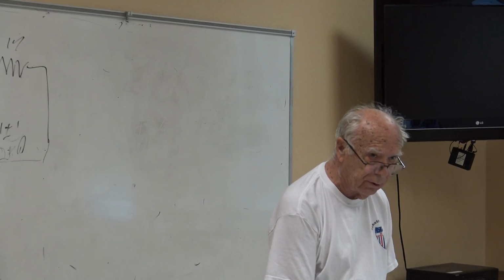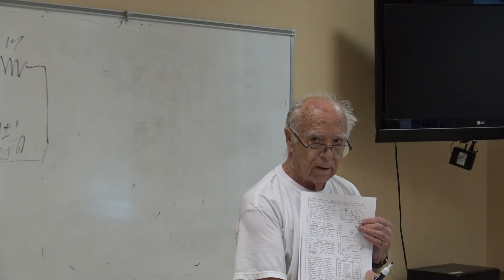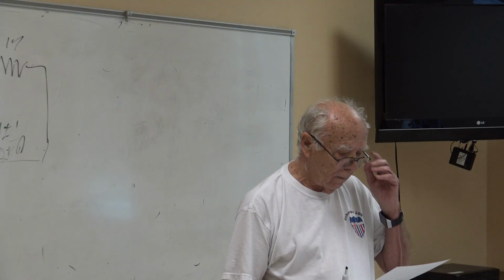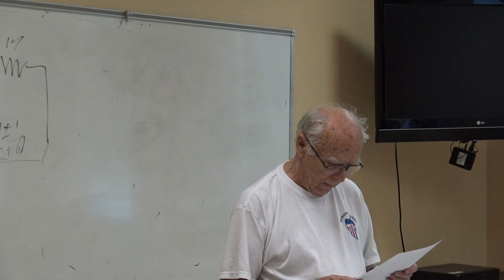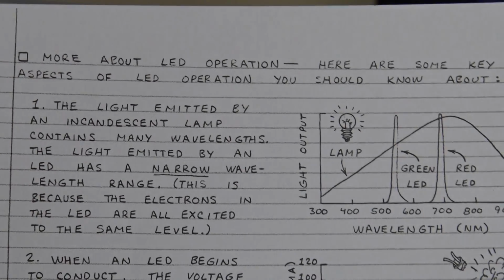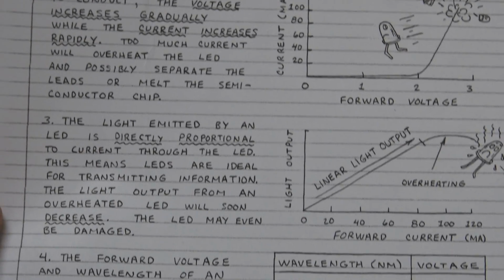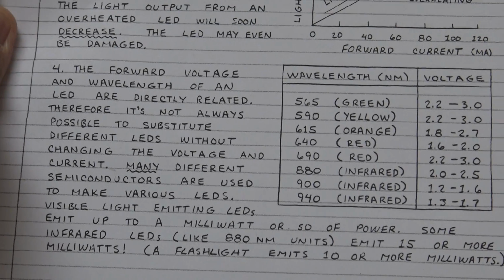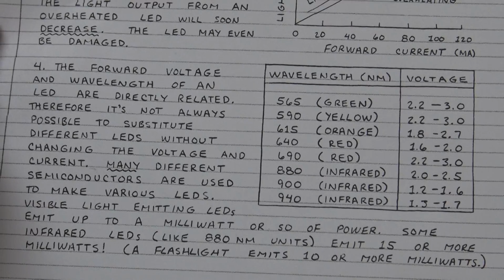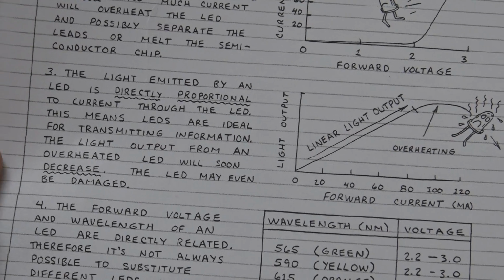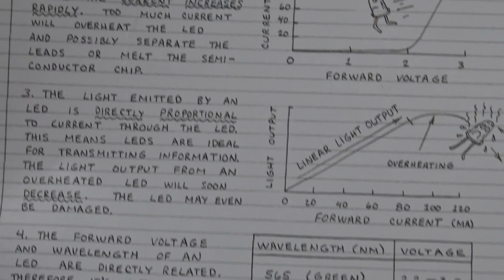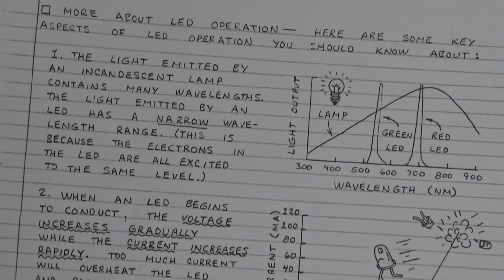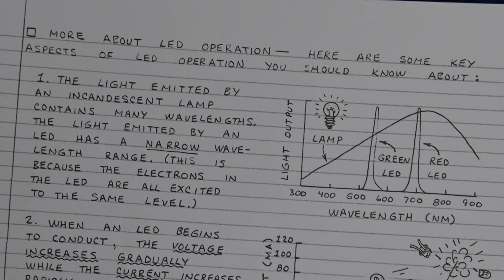So look at the next one. That shows you some of the burnout things. This sheet here. Here, if you look down at the bottom chart first, it's got your NM. That's nanometers. You got green, 565 nanometers. The voltage put through to light that thing should be 2.2 to 3.0. Let's go to the red, 690 nanometers. That's 2.2 to 3.0.